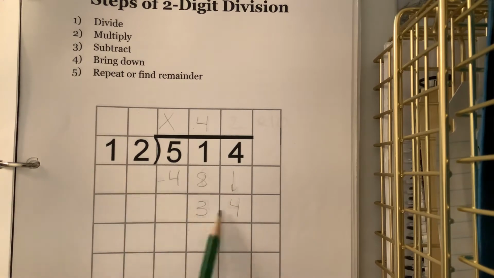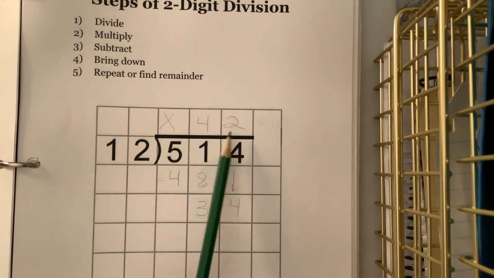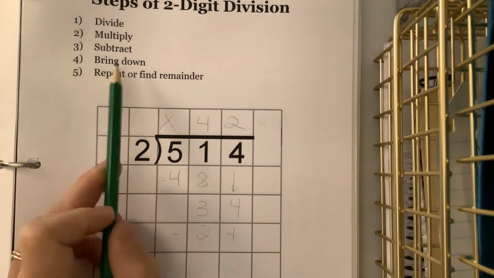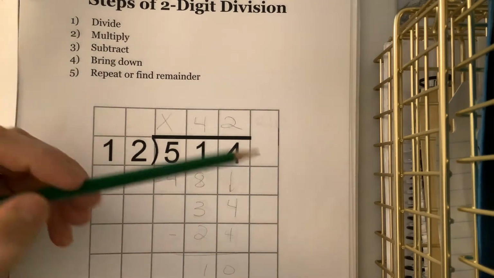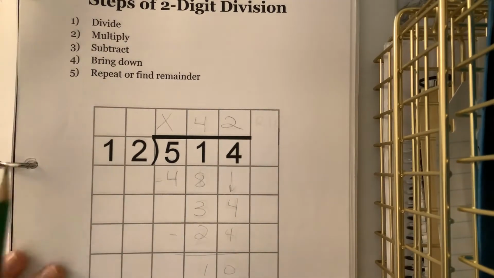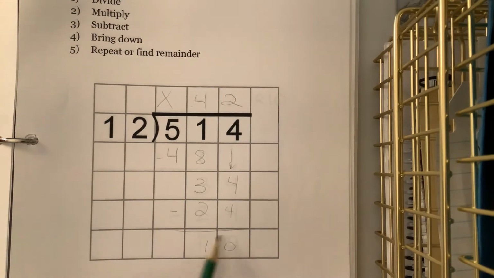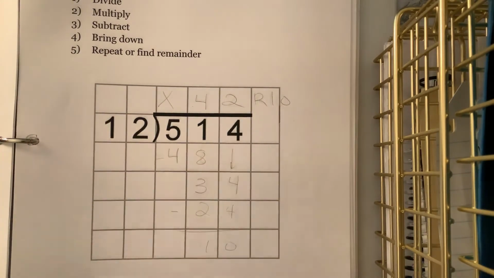So now we divide. 12 goes into 34 2 times. 2 times 12 is 24. We subtract and get 10. Bring down. There's nothing more to bring down. So now we repeat. We can't because there's nothing more to bring down. So instead we find our remainder, which is 10. Okay, so if we did our division here, we would get 42, remainder 10.